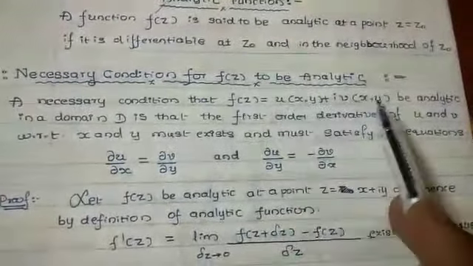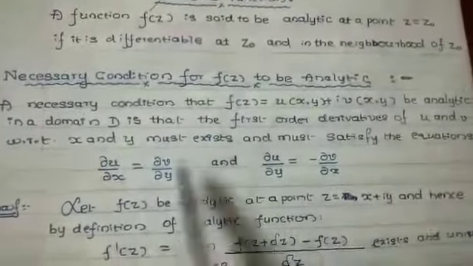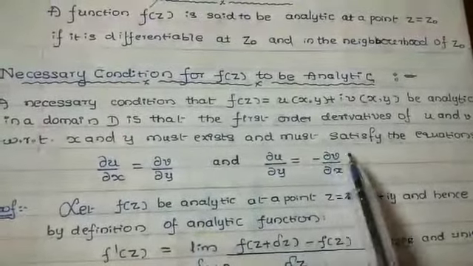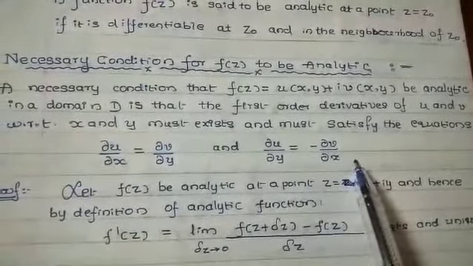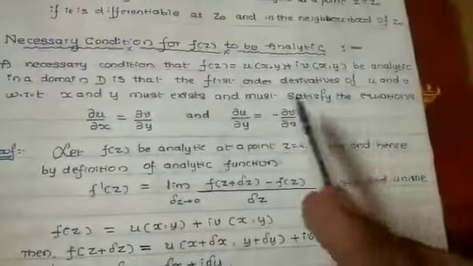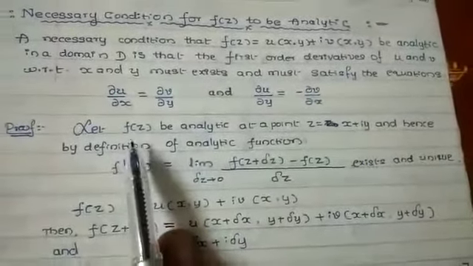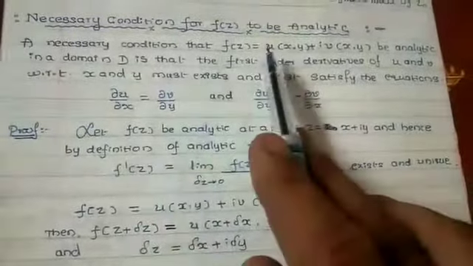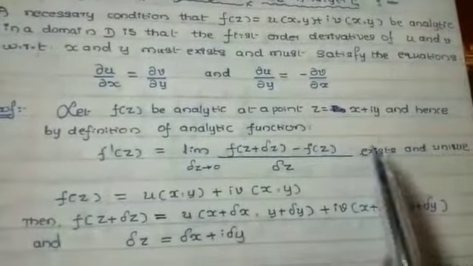Here the given function is f of z equals u of x y plus i into v of x y. From that we have to prove these equations, which are called the CR equations, that is, the Cauchy-Riemann equations. Since the function f of z is analytic, we have to consider the definition of differentiability.